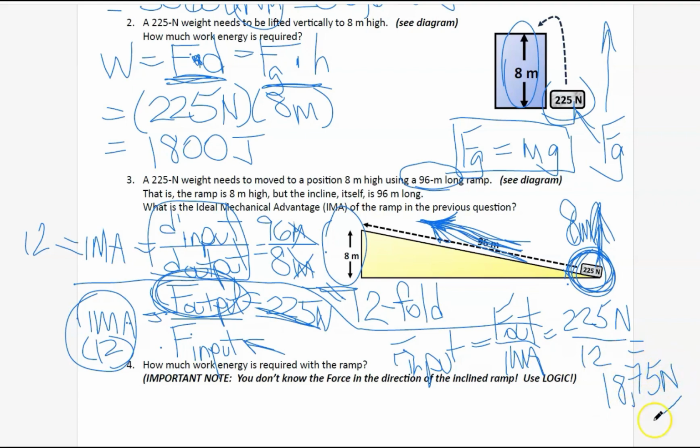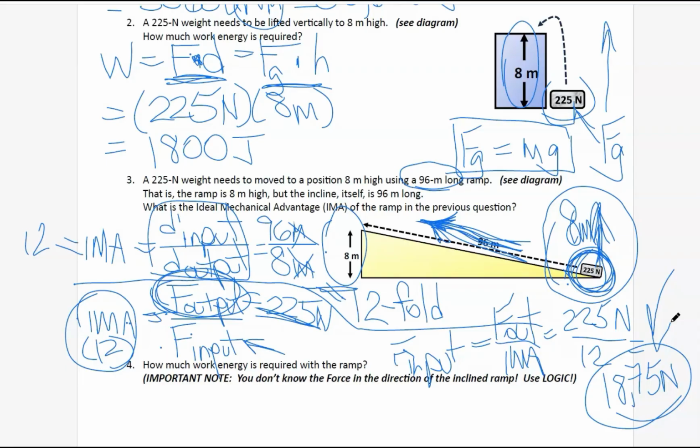Well, what does this mean? This means that if you needed to lift a 225 newton object straight up 8 meters, you could do it that way using 225 newtons of force straight up for 8 meters, or you could push it up this long ramp for 96 meters, much longer, 12 times more distance, but you get to use 12 times less force, making it much, much easier for most people to do the job.